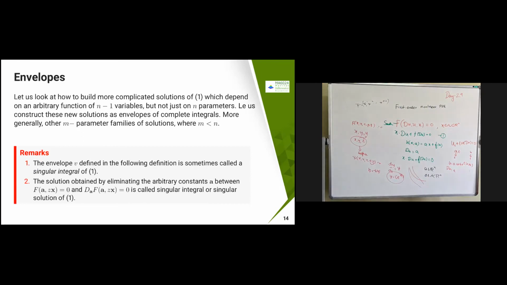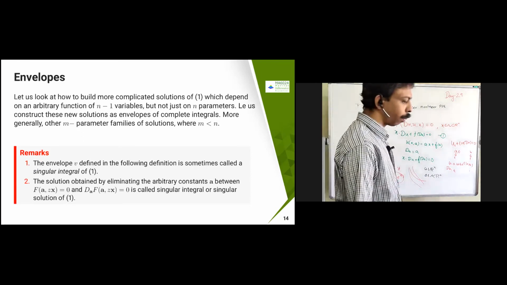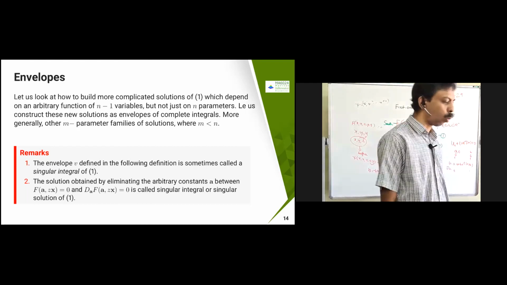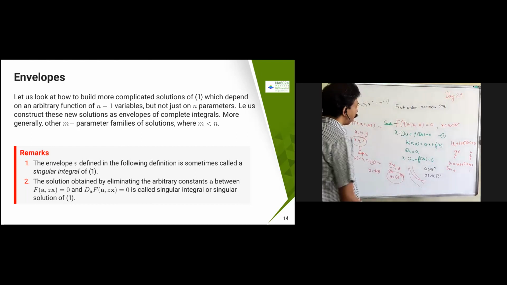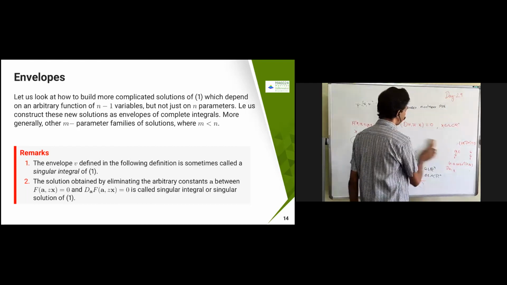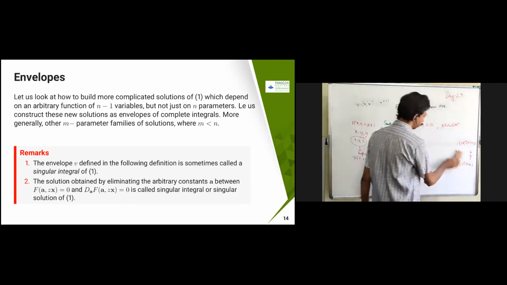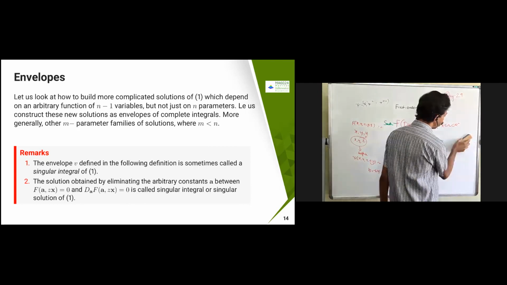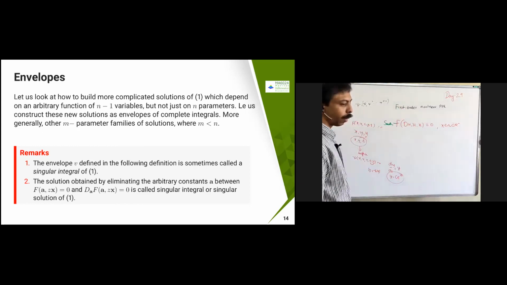So now let us look at how to build a more complicated solution of this first order ODE, with n minus 1 arbitrary functions, which depends on an arbitrary function of n minus 1 variables, but not just on n parameters. We are trying to find some envelope of A. That envelope of A, or A dash, is going to become a function of n minus 1 variables.